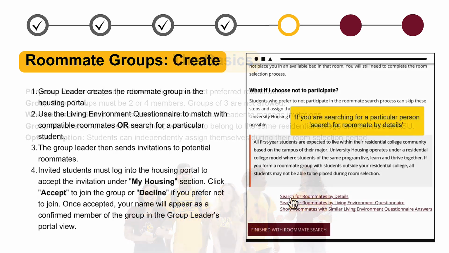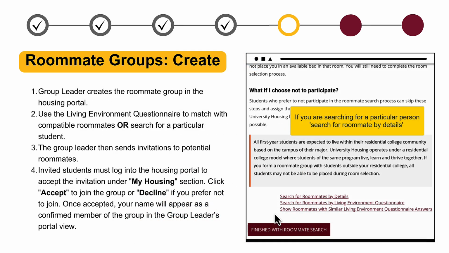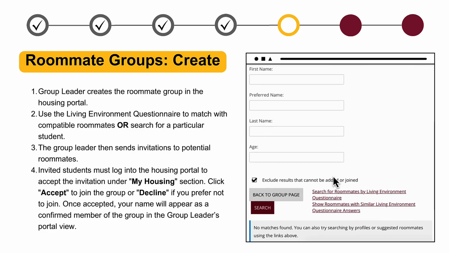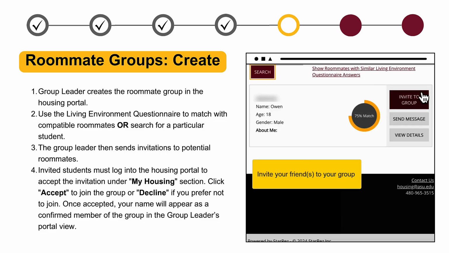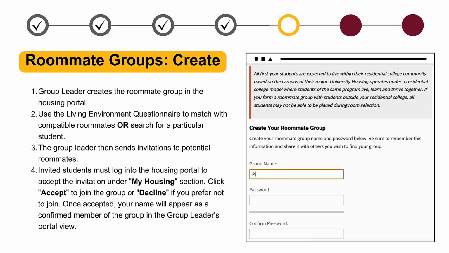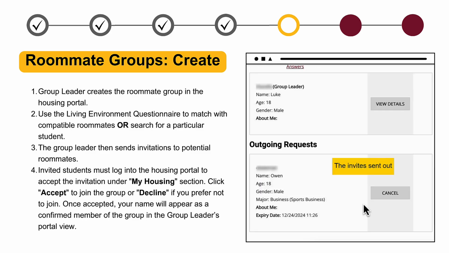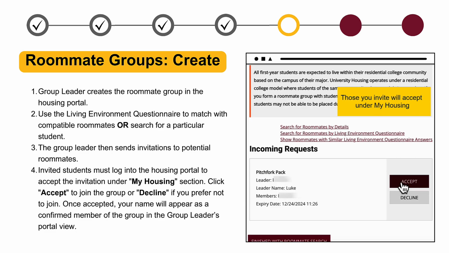When a group leader creates a roommate group in the housing portal, they can choose to use the questionnaire responses to match with compatible roommates or look for a particular student. The group leader then sends out invites to potential roommates and gives the roommate group a name and password. Invited students will need to log into the housing portal, then click on the Re-enter My Confirmation button, then the My Housing tab to accept, to join, or decline to reject the offer. Those that accept the invite will appear as confirmed members of the group in the group leader's portal view.